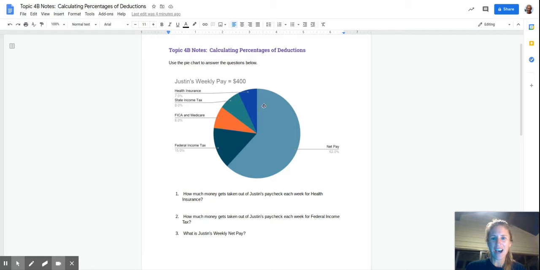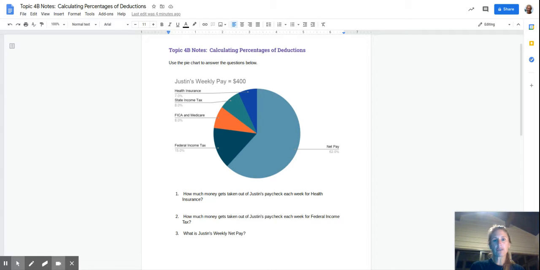We have Justin, who has a weekly pay of $400. And we have different amounts of money or percentages of money taken out from his paycheck, from his gross pay, and then it'll leave him with whatever he's going to actually get in his pocket, which again we call the net pay. So right now we have 7% taken out for health insurance, 8% state income tax, 8% for FICA and Medicare, and 15% for federal income tax.